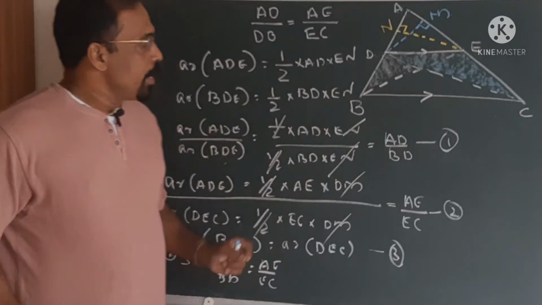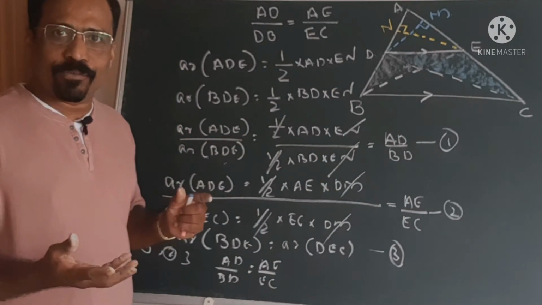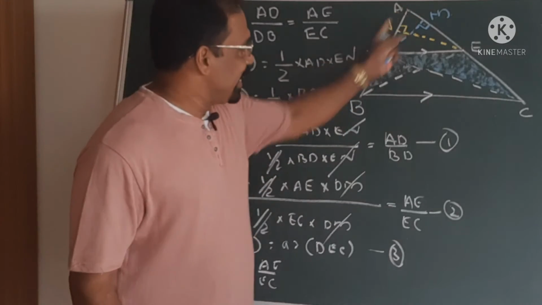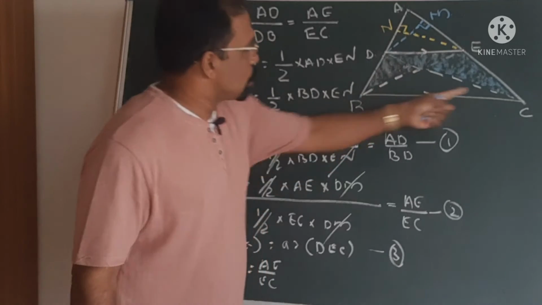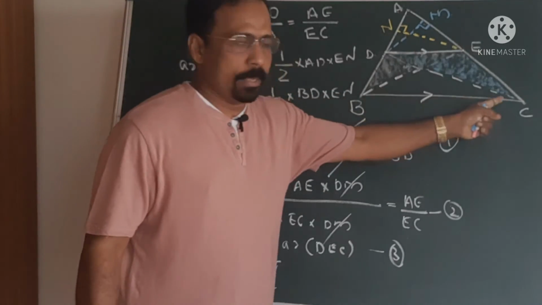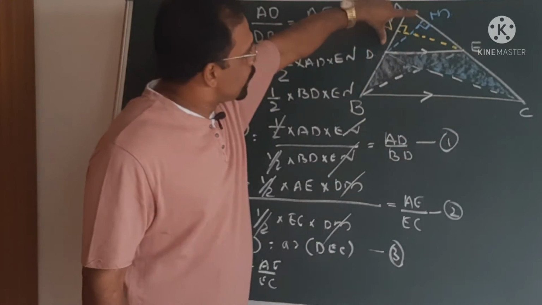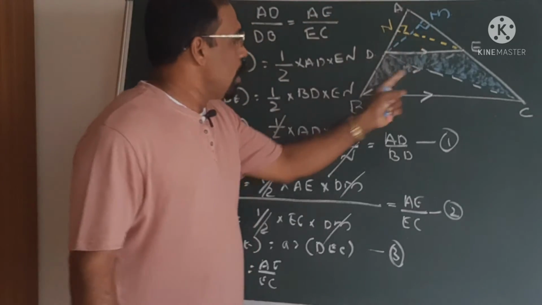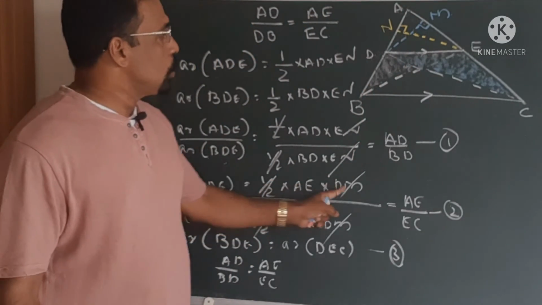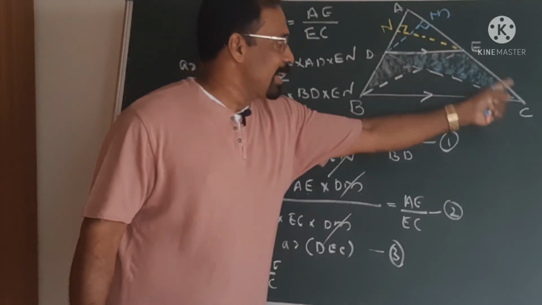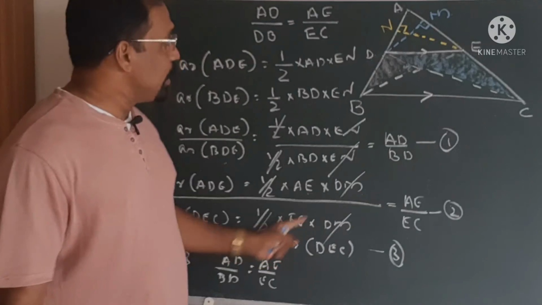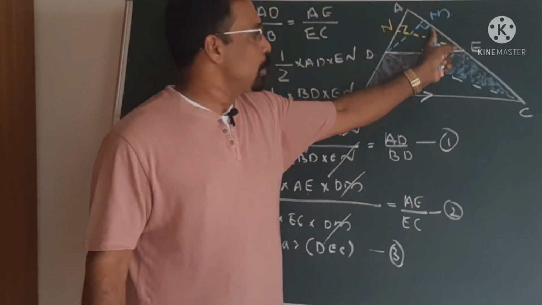Let it be there. Now we have taken the second set of triangles, that is ADE, again the same triangle which we have taken the first time, and this triangle DEC. Here we have taken the second perpendicular, that is DM. Therefore half into AE into DM. Now in the second case triangle, that is triangle DEC, half into EC into this perpendicular distance.